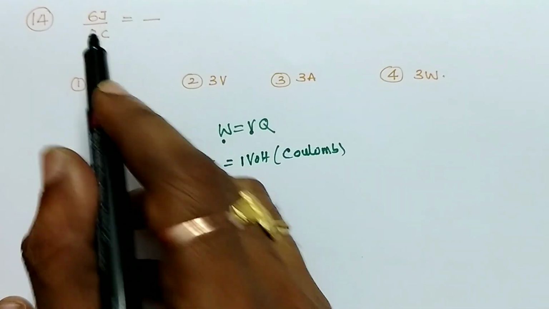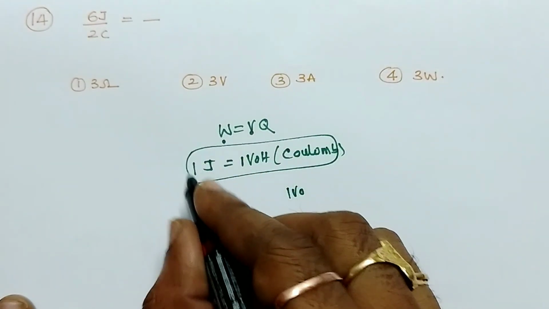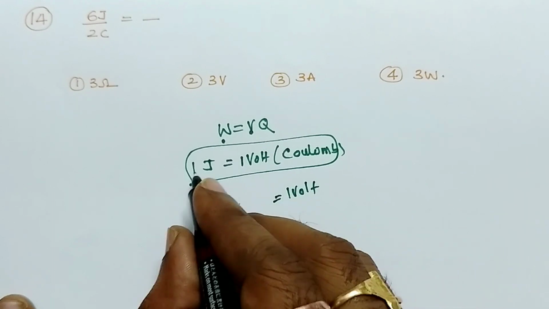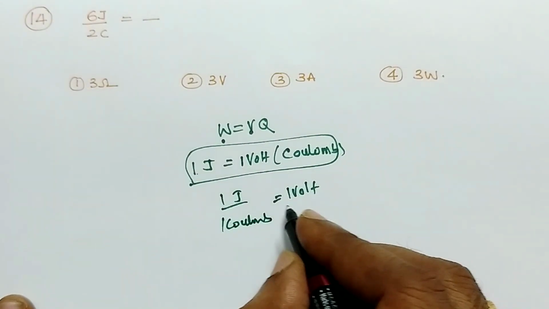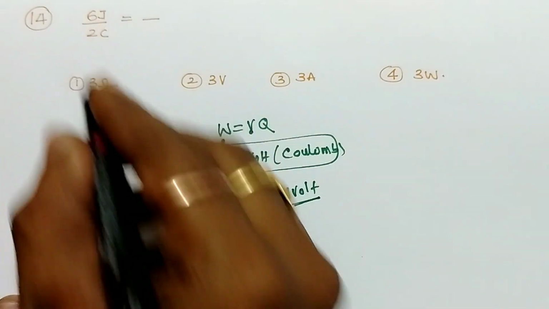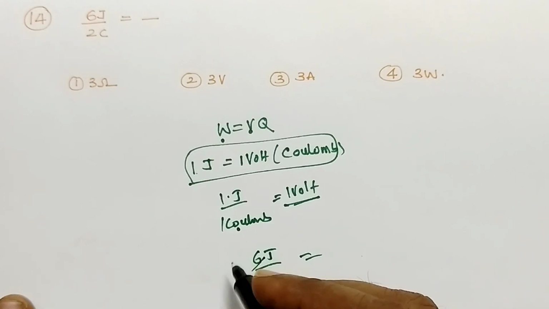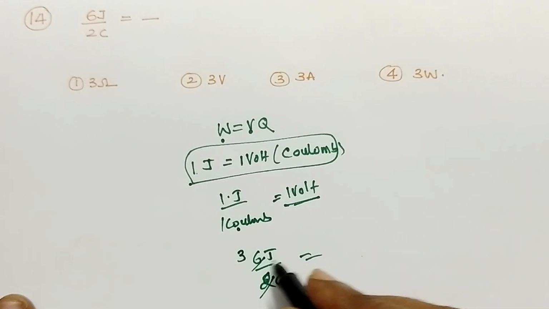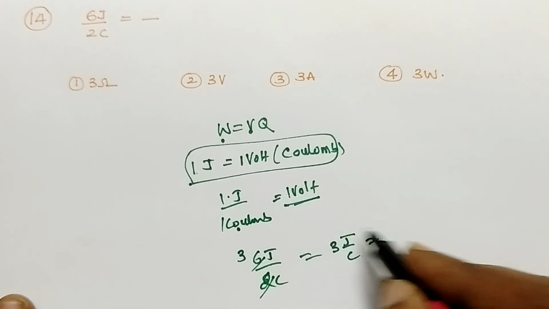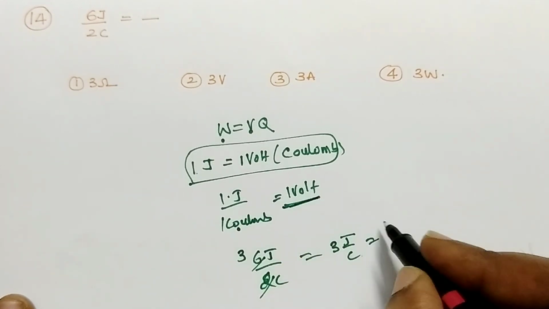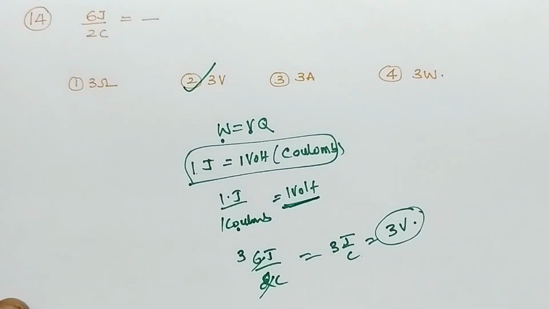Here it is joules by coulomb. From this equation we can write that 1 volt is equal to 1 joule by 1 coulomb. In this way 6 joules by 2 coulombs is equal to 3 joules by coulomb, that is, joule by coulomb is called volt. So 3 volts is the answer. Second option is correct.